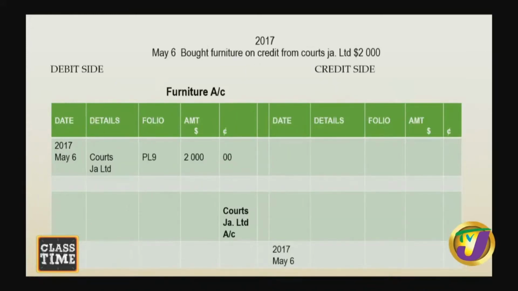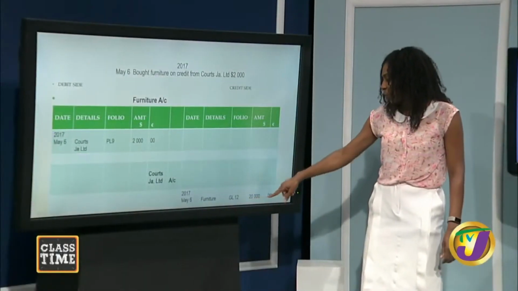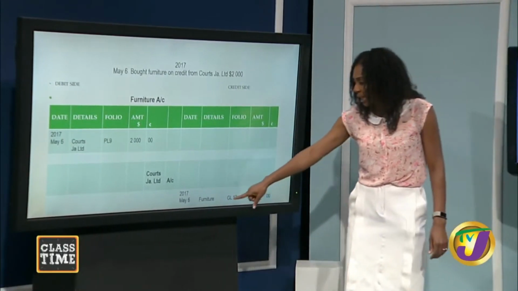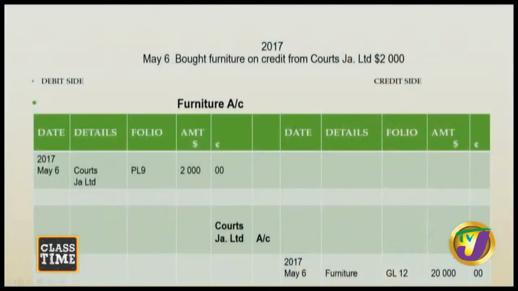On May 6, we will go to Courts account. We'll put in our date, and in the details, we will put in furniture, and we will also put in the total of $20,000. If you notice again, beside furniture, in the folio, there's GL, because the furniture account is found in the general ledger. Also, the furniture account itself, being an asset, would be debited. So you can clearly see the debit entry and the credit entry taking effect.